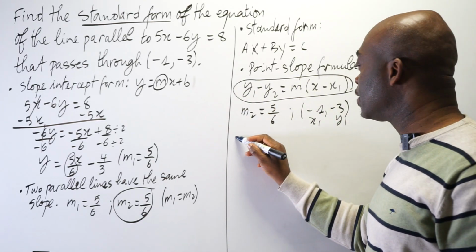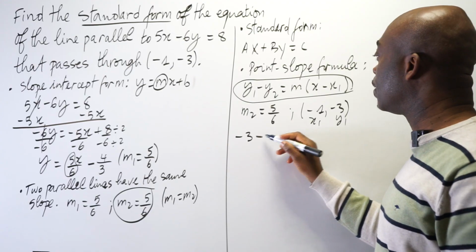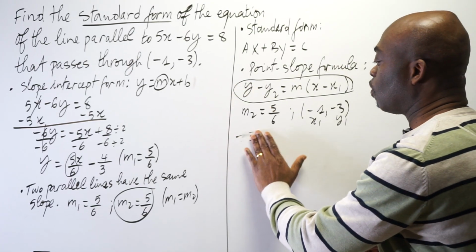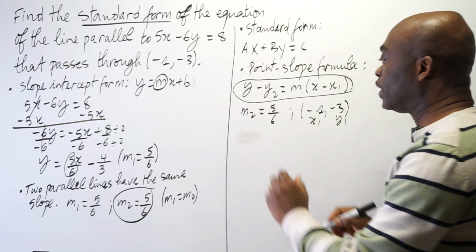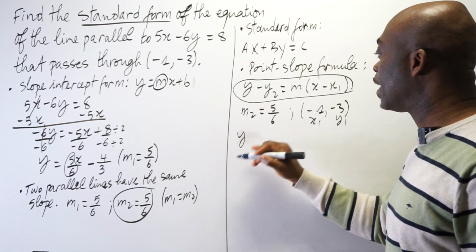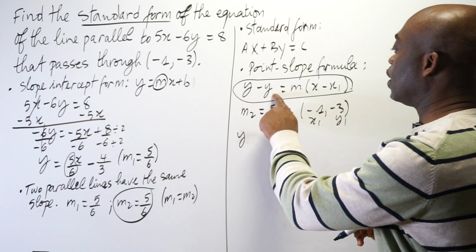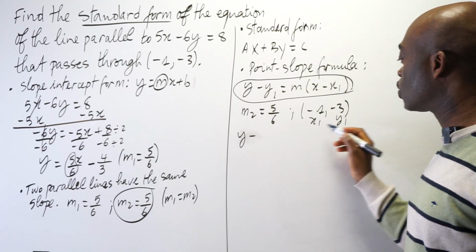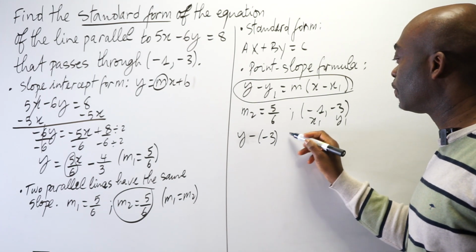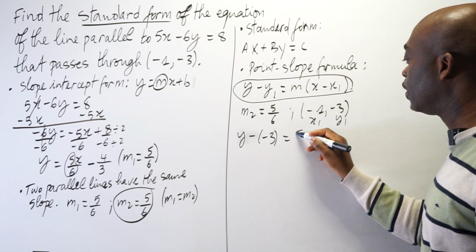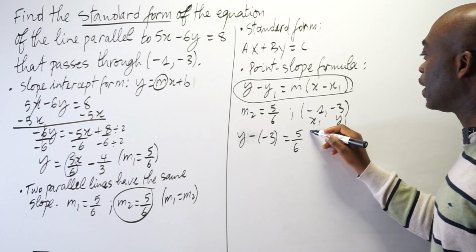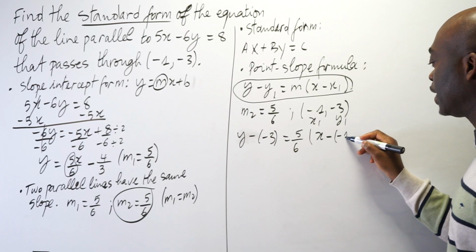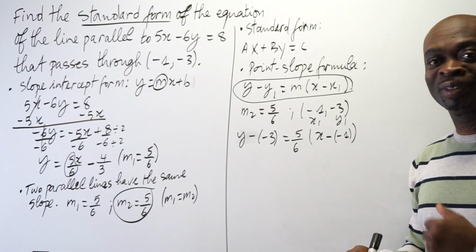What is y1? It's -3. So that is y, sorry. So that is y. So it's not y1. So that is y. Got to be careful with this formula. So it's y minus y1. Okay, careful about that. So y1 is what? It's -3 equals m, which is the slope, 5 over 6, times x, which is what? It's x minus x1, -1. All right? Whew. We got it, right?